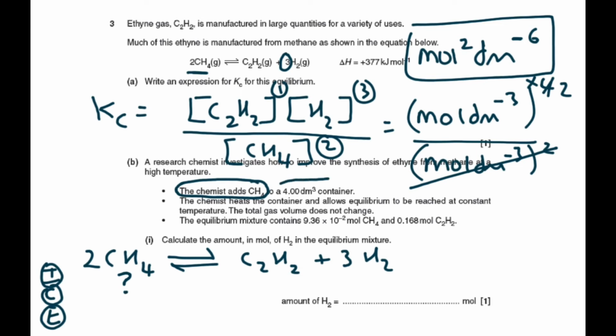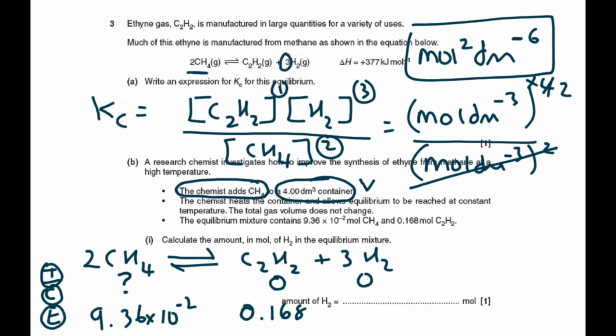And adds to a container, so that's the volume. That's the volume, 4 decimeter cubed. The chemist heats the container, blah blah. The equilibrium mixture contains, so we know the equilibrium mixture is 9.36 times 10 to the minus 2 of methane, and the equilibrium mixture of the ethyne is 0.168. This is all in moles. There's initially none of that, and there's initially none of that. Okay, so calculate the moles of hydrogen in the equilibrium mixture. And again, I hope you're pausing it and having a go at this yourself first.